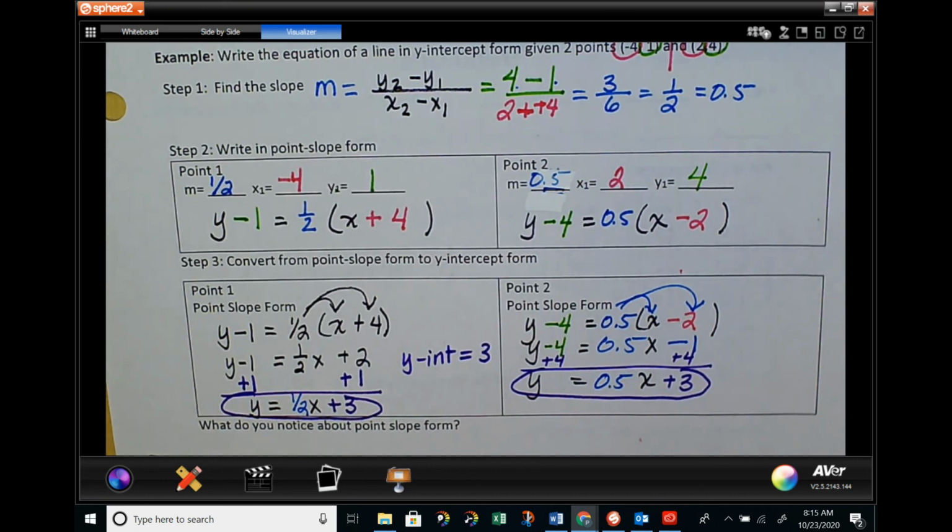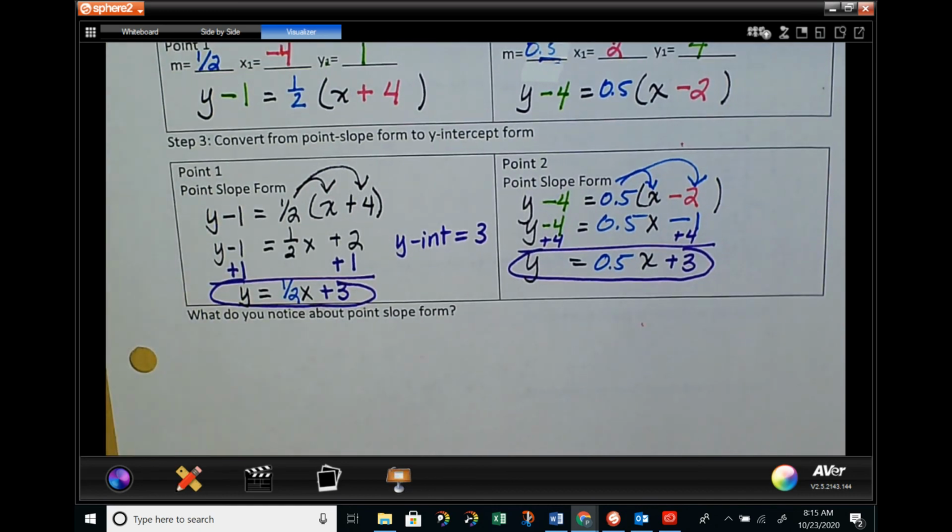So what do you notice about the point slope? This is where I want you to write something. What are you noticing about the point slope formula? You need to go through and work on this and write that reflection piece so you can learn how to convert to y equals mx plus b.